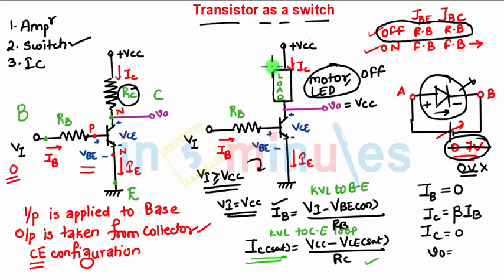Now the current flowing through this load will be maximum. In the previous case, current was not flowing to the motor, the LED was not glowing, and the current through the motor was 0, so the motor was not turned on. Now when you have maximum current, the motor will be turned on and the LED will glow depending on the value of the current. This is how the transistor is acting as a switch.